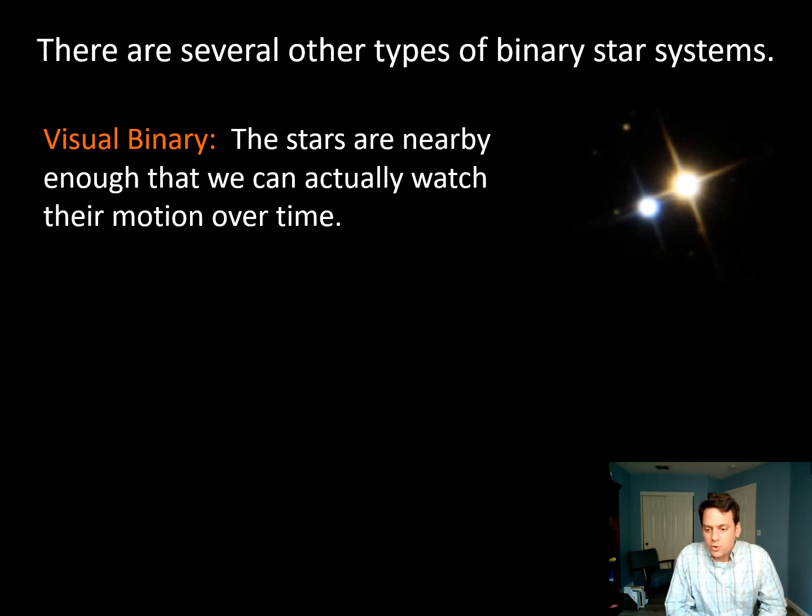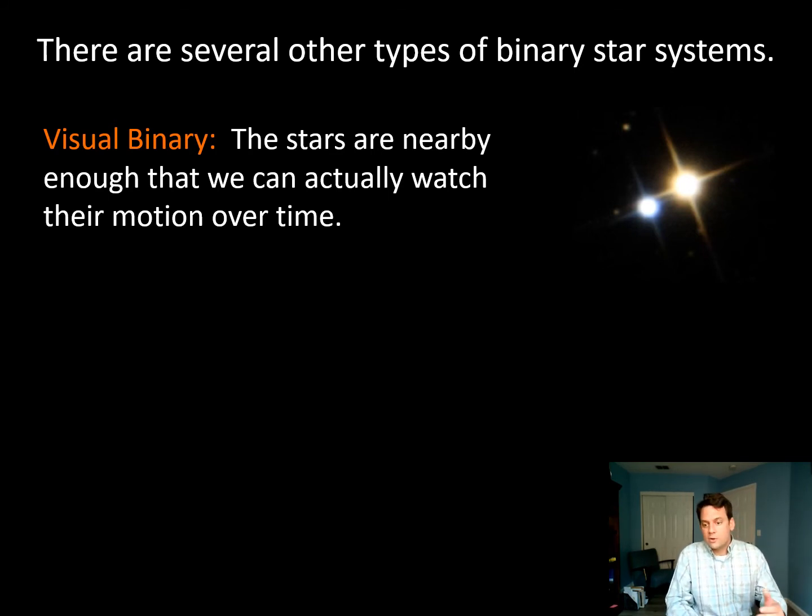But, as is often the case in any sort of classification, there are several other types of binary star systems as well. One is known as a visual binary, which just means that the stars happen to be near enough to Earth that we can actually watch their motion visually over time and see that they're orbiting one another. So there's nothing fundamental about a visual binary. It just happens to be one that's close enough to Earth that the telescopes we have now can observe it.